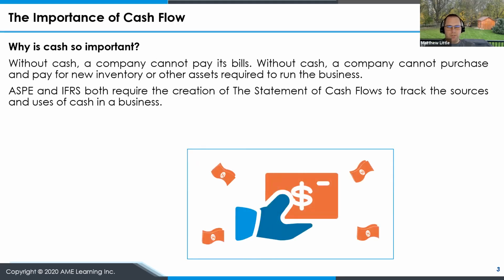So the statement of cash flows talks about the fact that, is a company able to pay its bills? Can they purchase new inventory for sale? Can they buy the assets required to run the business? So accounting requirements under both ASPE and IFRS require a statement of cash flows to track and provide information to readers on sources and uses of cash for a business.